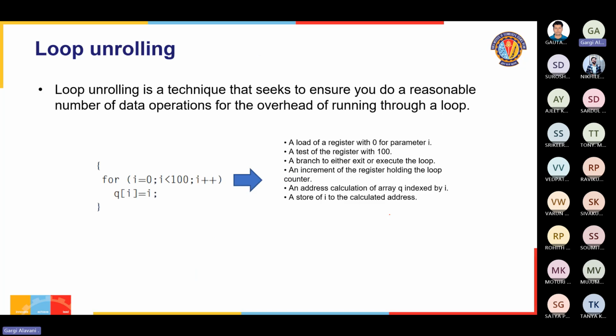Another technique is loop unrolling. So why do you need to unroll the loop? Loop unrolling is, instead of doing only one instruction inside a loop, making the loop slightly bigger. If you have this kind of loop, how will it execute? You load a register with 0, you test with 100, and branch or exit depending on the test. Then you increment the loop variable, do the address calculation for the array, and store the value of i to the calculated address.